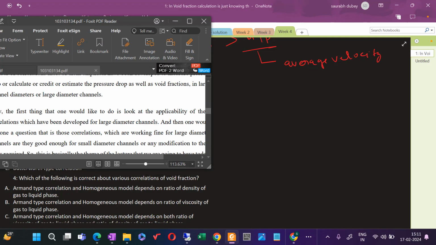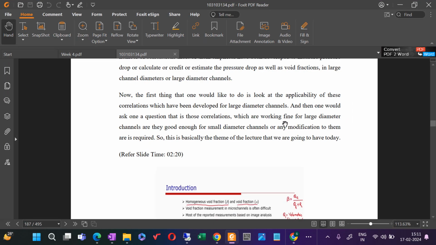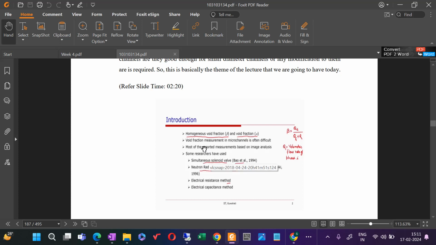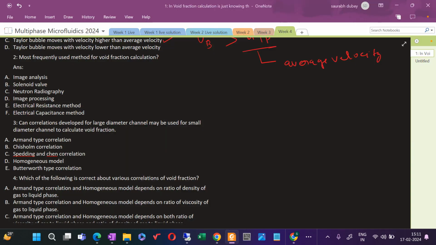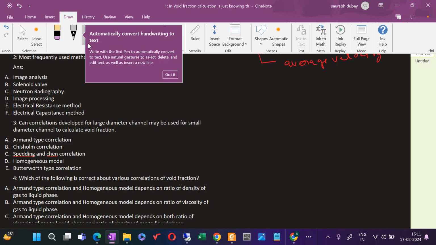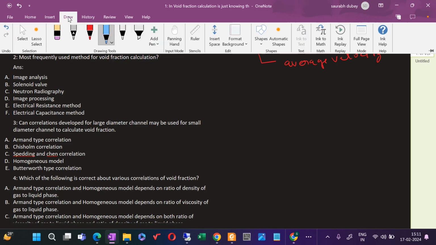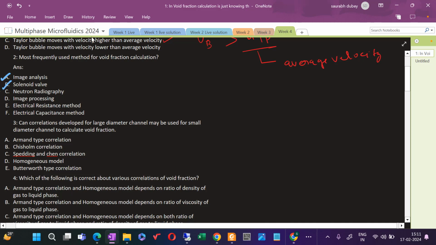So if you remember, yes, you remember this, here you have been told that the void fraction measurement in the channel is often difficult, but the most important measurement is based on image analysis. In that, you have been told about the solenoid valve method, which has been borrowed from Bao et al., and then neutron radiography, image processing, electrical resistance measurement, and the electrical capacitance measurement. So these all are there, and these are methods. So for this particular problem, if you see the options, option A, B, C, D, E, and F, all are correct.